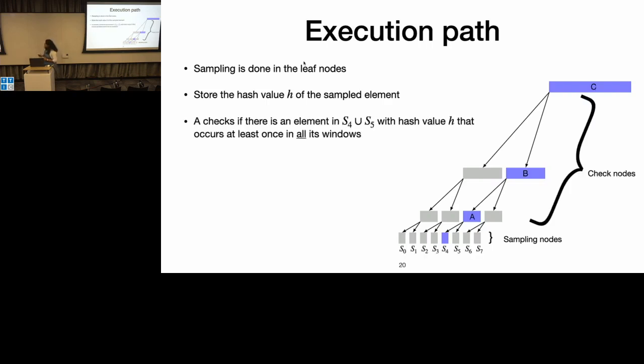Okay, let me label these check nodes A, B, C in this example. And let's look at all these bottom sampling nodes.